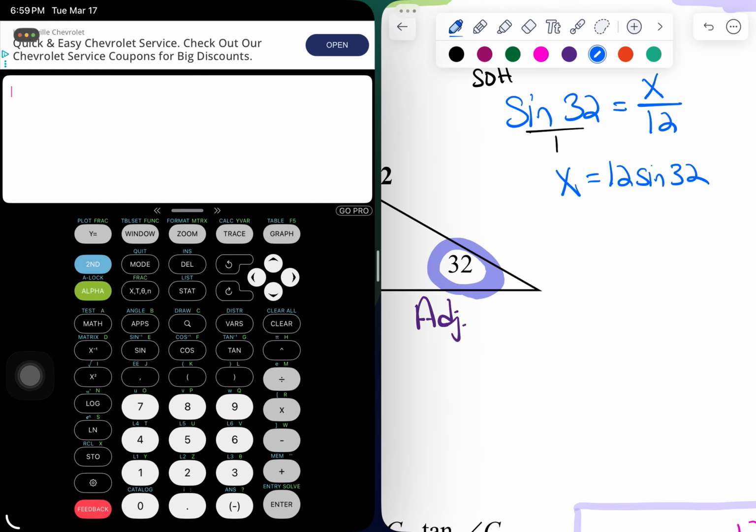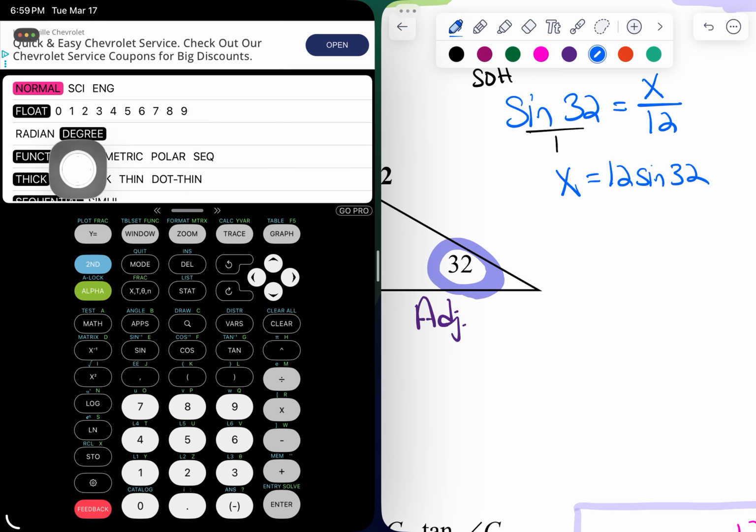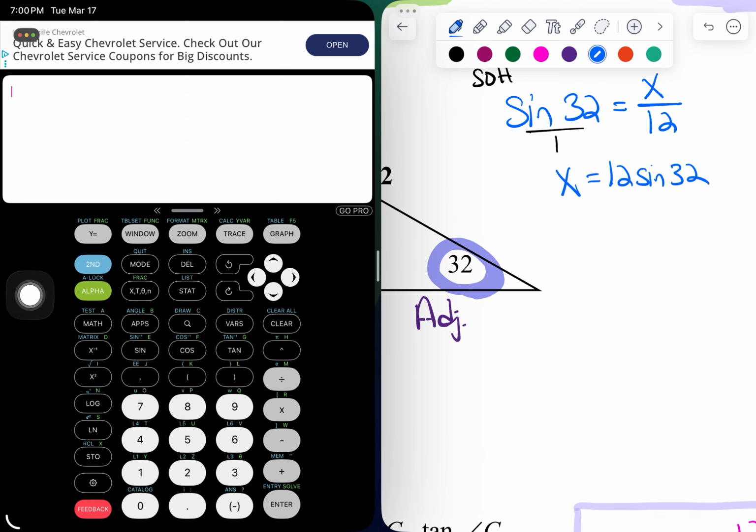Now, one thing to be careful about is we're talking about degrees here. So in your mode, you need to make sure that degree is highlighted. If this is not, arrow down, and then move over to the left or to the right to make sure degree is highlighted, hit enter. And then to get out of this, hit second and mode again to quit out of it. Okay, so that's all good.